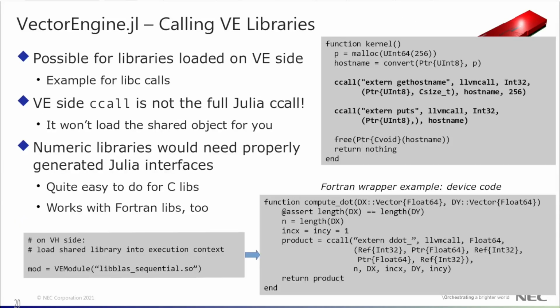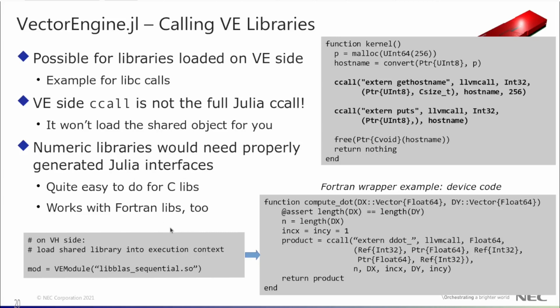Calling vector engine libraries is possible for libraries which are loaded on the VE side. Here's an example for libc calls like gethostname or puts. Numeric libraries would need properly generated Julia interfaces. By the way, the VE-side ccall is not the full Julia ccall. It won't load the shared object for you, so we have to use this peculiar calling convention. For numeric libraries, we could generate Julia interfaces. This is quite easy to do for C libraries, but is maybe a bit more difficult with Fortran.